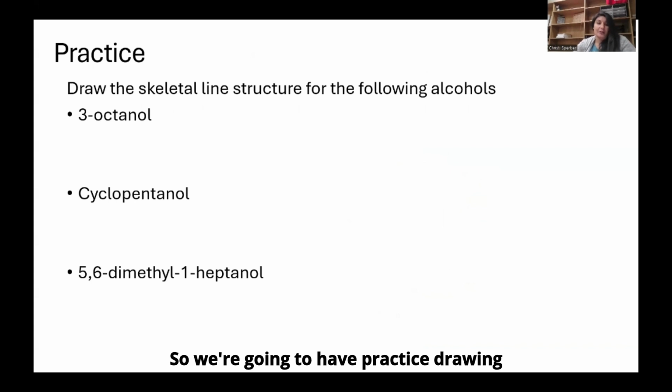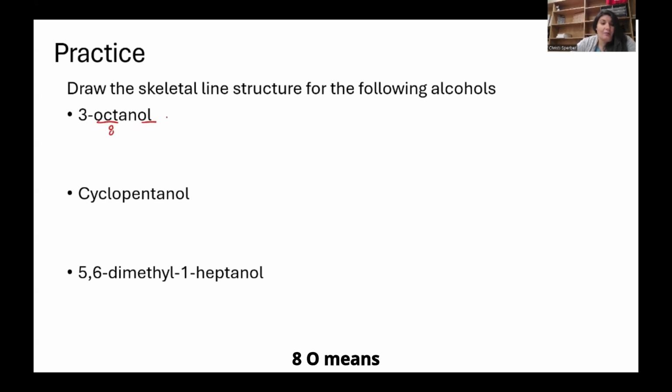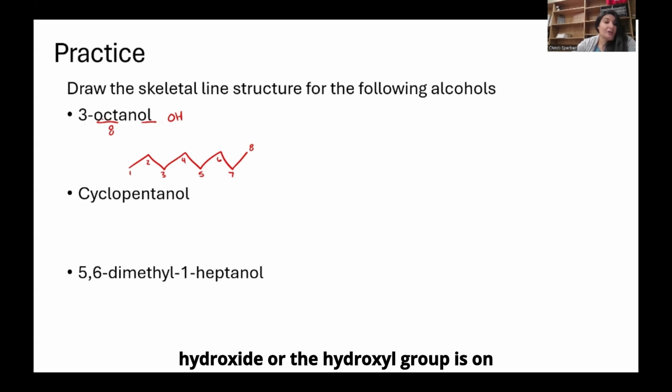So we're going to practice drawing these structures for the following alcohols. Go ahead and pause the video, and when you're ready, unpause and we'll go through it. Okay, so the first thing I'm going to do is write my zigzag conformation for this. Oct is 8. Ol means there's an OH. So I'm going to do my 8. This is 1, 2, 3, 4, 5, 6, 7, 8. The 3 tells me that the hydroxyl group is on carbon 3. So I'm going to put my OH here.